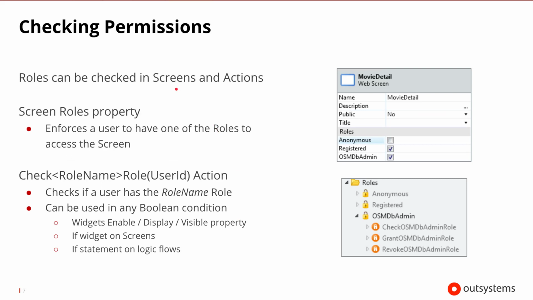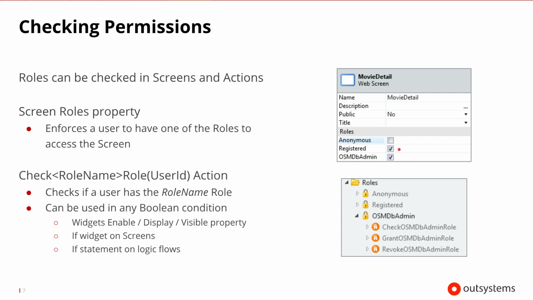So checking the permission is using this action that we just talked about, but there is actually another way to check for permissions as well. If we think about the screens themselves, they can have a role property assigned to them. And that basically means that we're creating an authorization for certain people to use that screen. So here we see the movie detail screen. By default, the anonymous and registered roles are there. And then here we can see the OSMDB admin role is there.